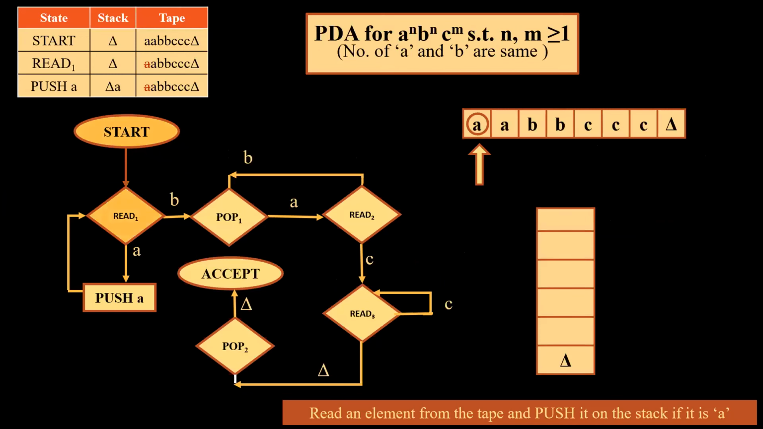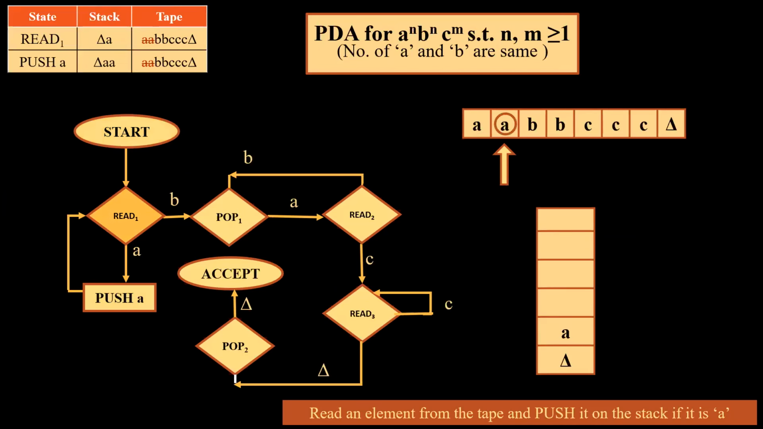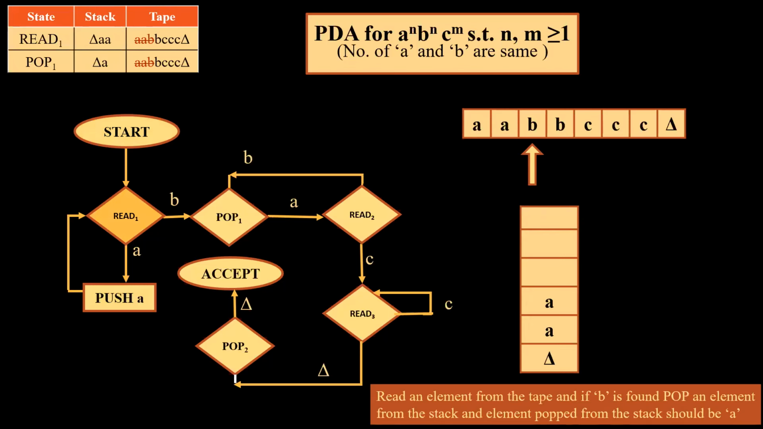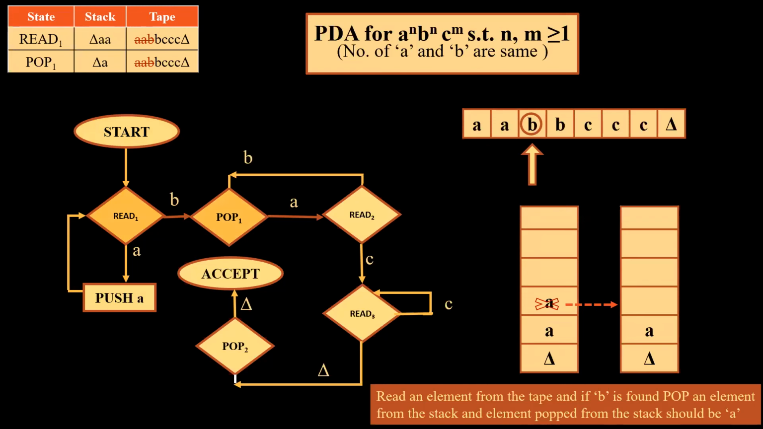Starting with read 1, first A, push it onto the stack. Back to read 1, second A, push on the stack. Third element is B. Corresponding to every B which is read on the tape, we should pop an element, and the element which is popped should compulsorily be A. Among the two A on the stack, one is left out after first B has been read.